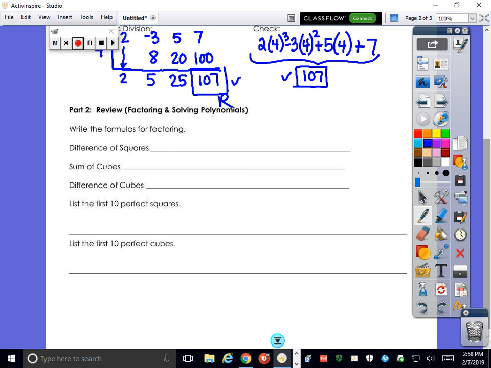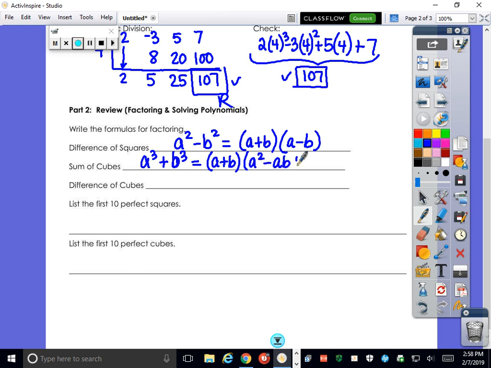The difference of squares is a squared minus b squared, and that's equal to a plus b times a minus b. For the sum of cubes, we're going to cube and add because we're doing sum. That's going to be equal to a plus b times a squared minus ab plus b squared. The difference is almost identical, with just a subtraction sign in the first one and an addition sign as the second one. The last sign in that is the same.